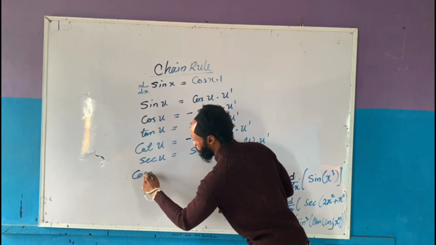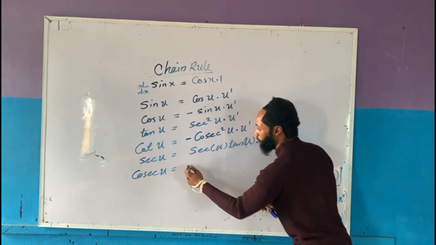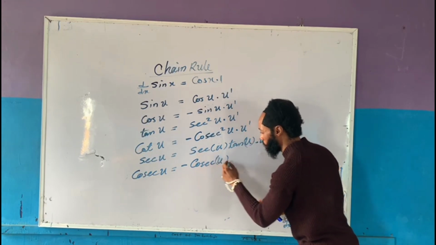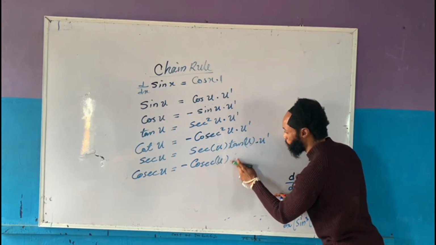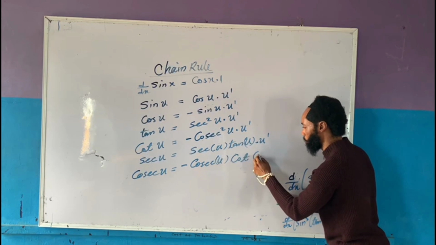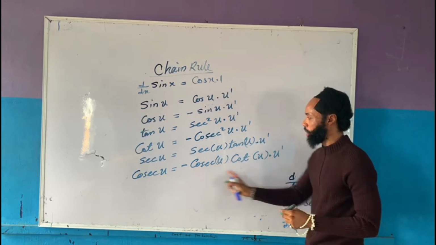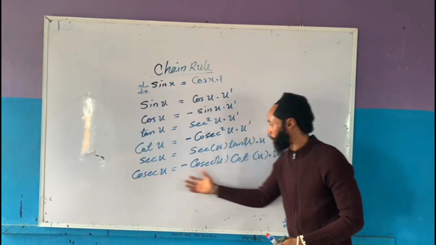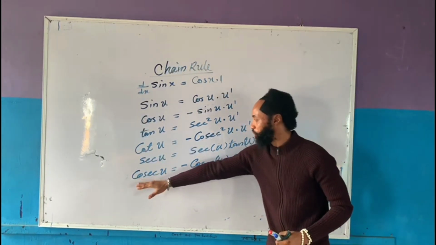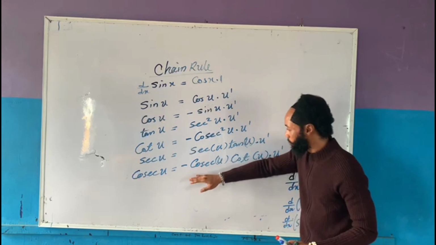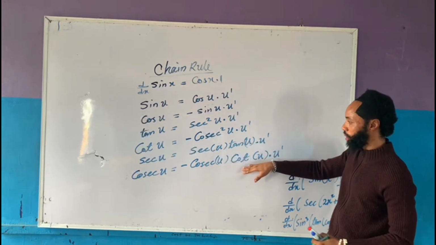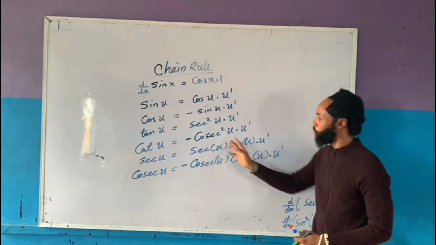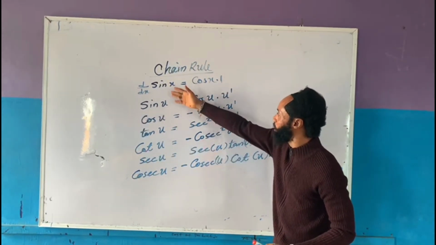Cosec u will give us what? Starting with c, negative cosec u cot u times u prime. This is what it gives us for the differential value. Remember this information. If you differentiate cosec, you get cosec cot. Keep your angles the same way. Then differentiate u, you get u prime. So it takes the same pattern in all of them.